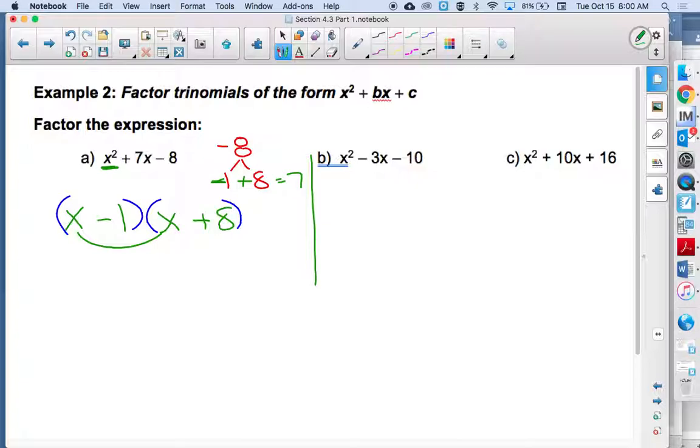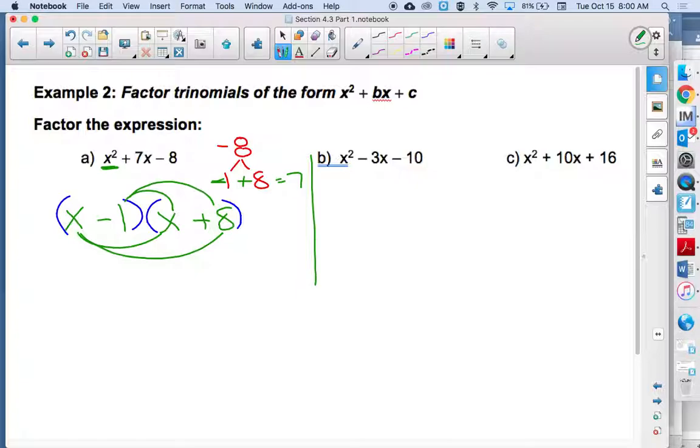You can always check yourself with FOILing. That's the great thing about factoring. Every problem should be correct if you do a quick little FOIL. So I have my x squared. Here's my 8 and negative 1. 8x minus 1x makes 7x. And then the last 2 terms, negative 1 times 8. So this is factoring a trinomial. It's called the AC method. So multiplying a times c, using that c value to combine to be the middle numbers.